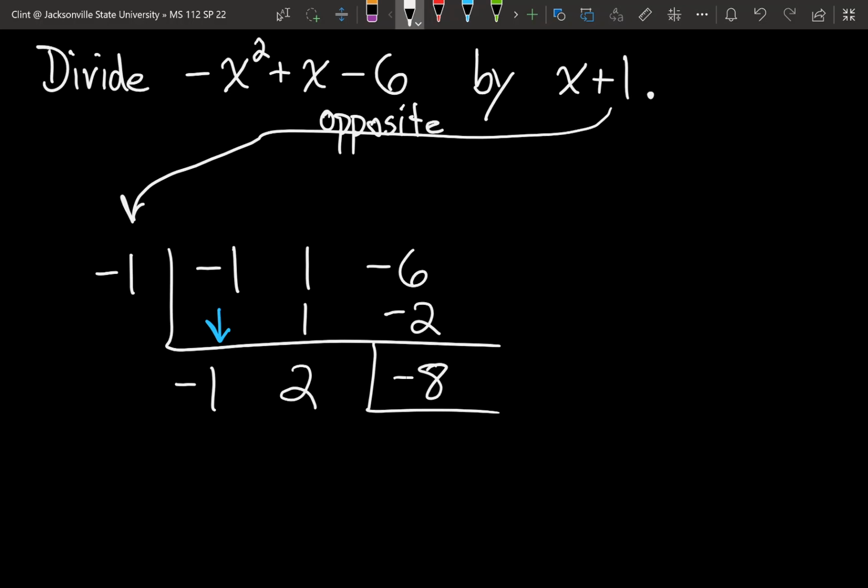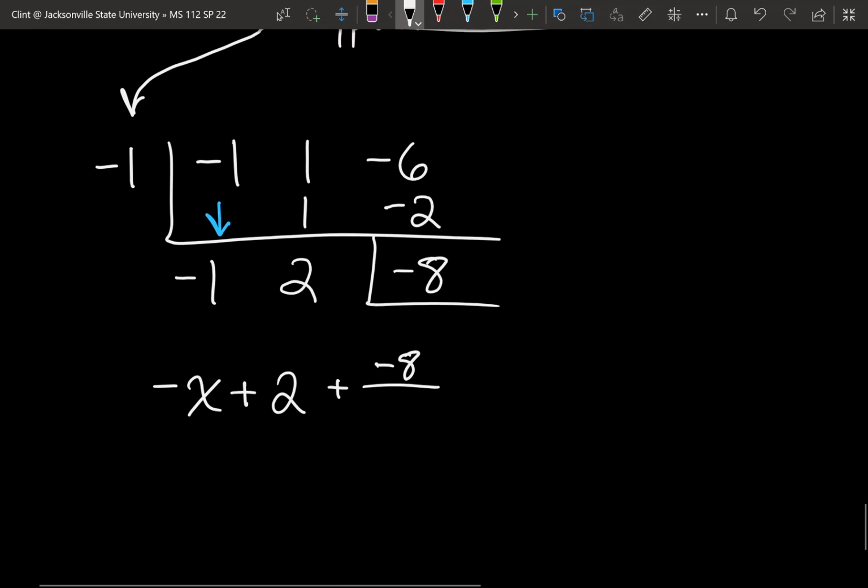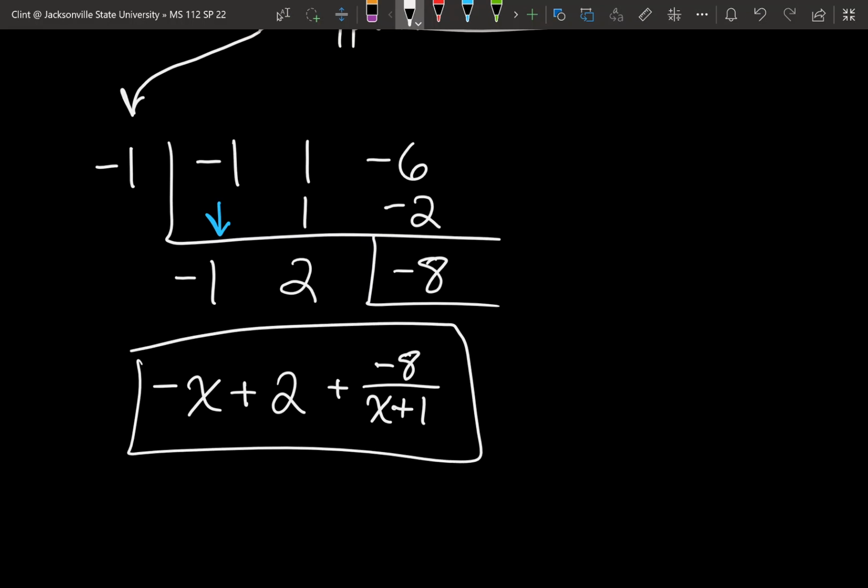Our original started with x to the second, so we're going to have -1x. That's right, go down by 1. So negative 1x, or you can just write negative x. Either way is okay. And then plus 2, that's our constant term. And then plus our remainder, which was negative 8, over our divisor, which was x plus 1. Or if it asks for the quotient and the remainder, the quotient is negative x plus 2, and the remainder is negative 8.